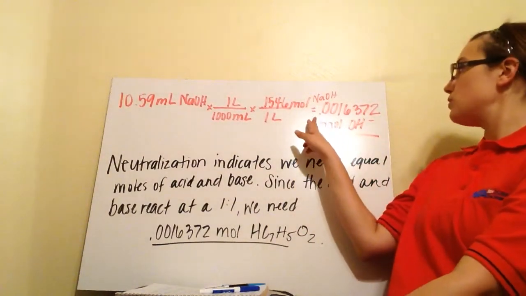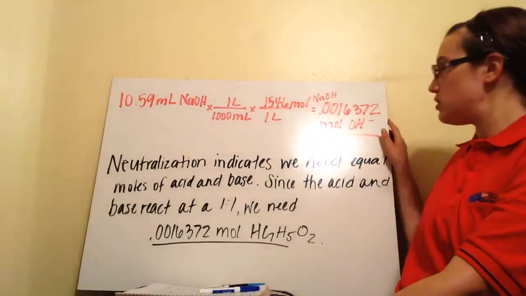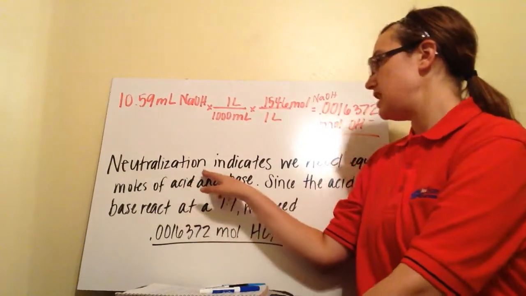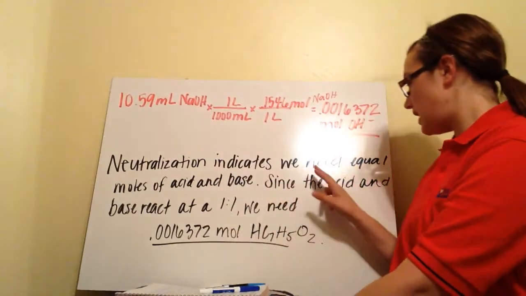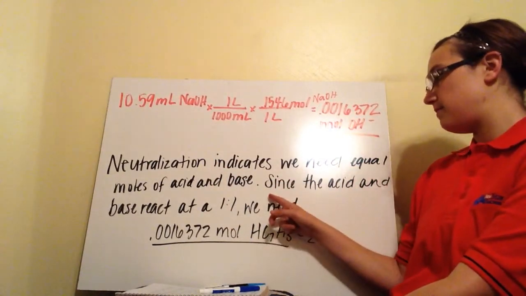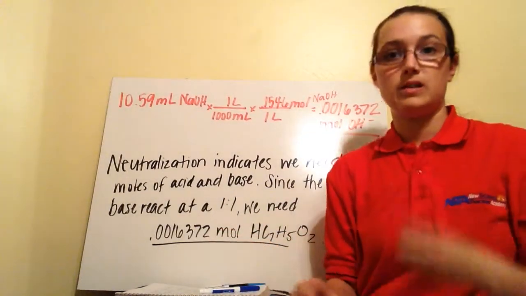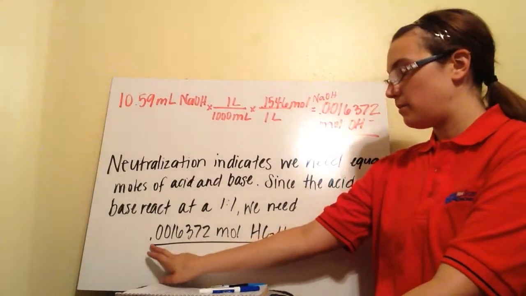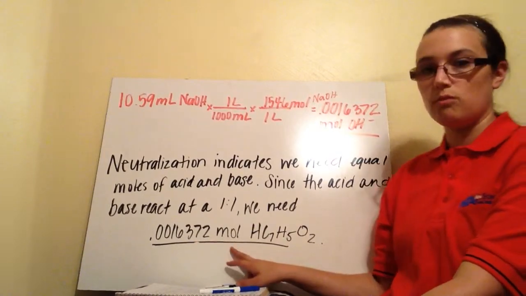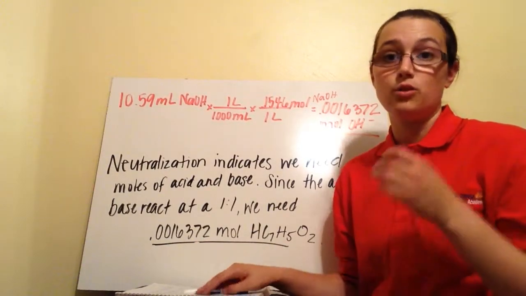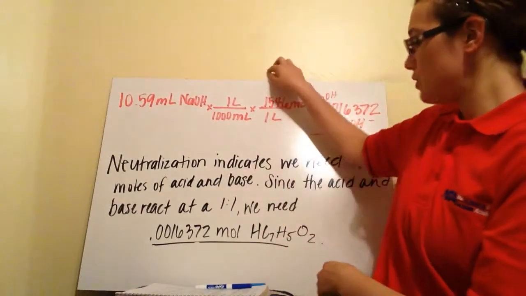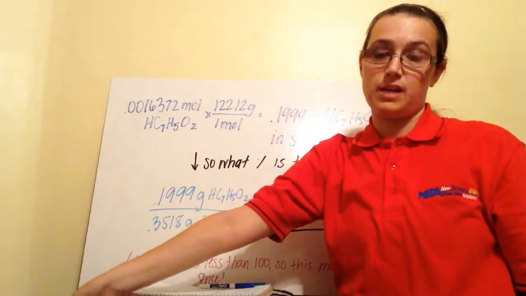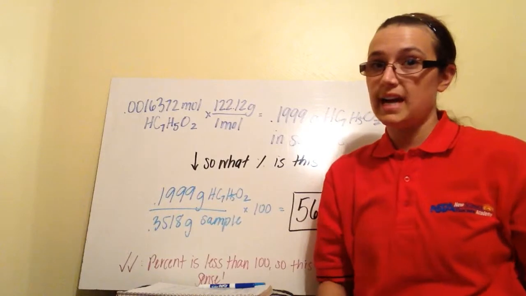So that means that we use 0.0016372 moles of hydroxide in the neutralization process. Now, complete neutralization indicates that we need equal moles of acid and base. Since the benzoic acid and the hydroxide react in a 1-to-1 ratio, that means that we need 0.0016372 moles of benzoic acid to make this a complete neutralization. So now we have moles of acid. Now the problem is asking us to find the mass percent, which means once we have moles, we're probably going to have to go to grams.